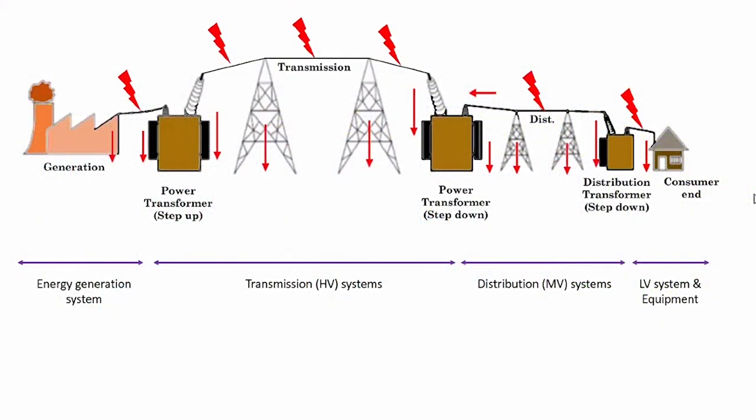Okay, now if we come to a power system, a normal power system, then we have the energy generation, transmission, distribution, and the LV level distribution, that is LV systems and equipment. So when we come to lightning protection, we consider the protection of energy generation systems separately, the protection of transmission or HV systems separately, then distribution systems separately, and then the LV systems. So today I'm going to touch a little bit on the transmission systems and distribution systems.